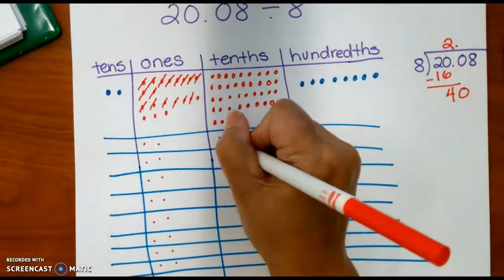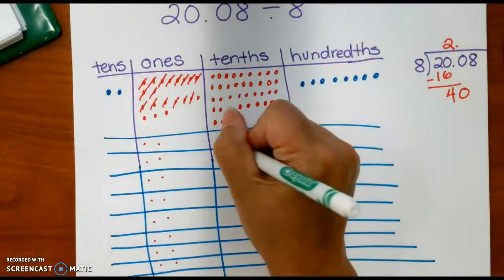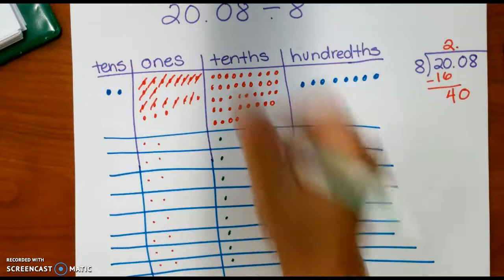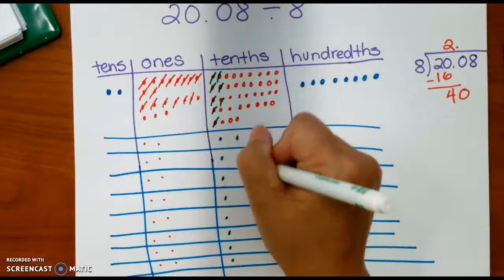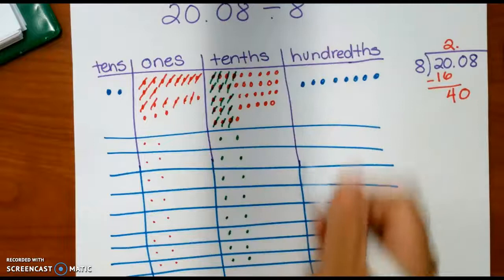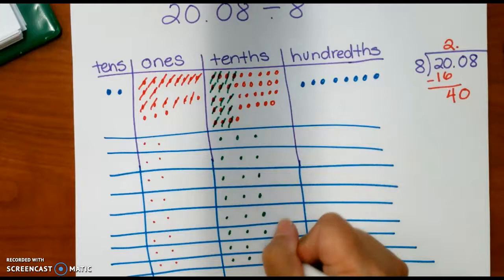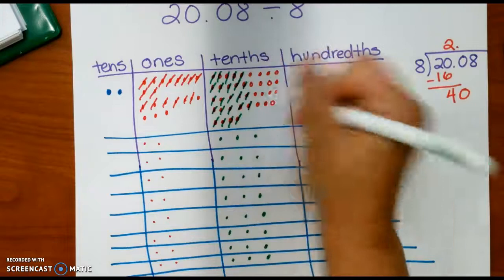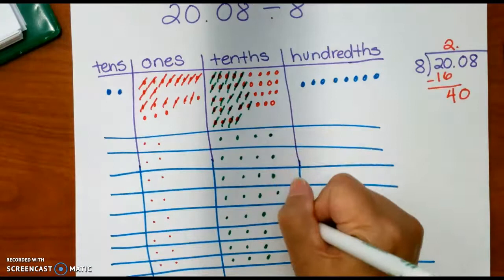So I have, I'm going to change colors now so we can see it better. 1, 2, 3, 4, 5, 6, 7, 8. Then 1, 2, 3, 4, 5, 6, 7, 8. Then I have 1, 2, 3, 4, 5, 6, 7, 8. Then I still have some more left. 1, 2, 3, 4, 5, 6, 7, 8.